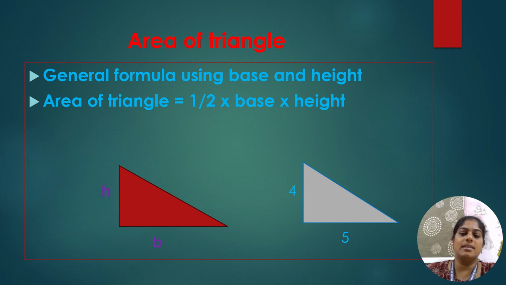Now see this triangle. Here the values are given as 4 and 5. The value for height is given as 4 and the value for the base is given as 5. Now with the help of these two values, you can find the area of the triangle easily. Okay. Now if the base and height are not given, how can you find the area of the triangle? We'll see that.